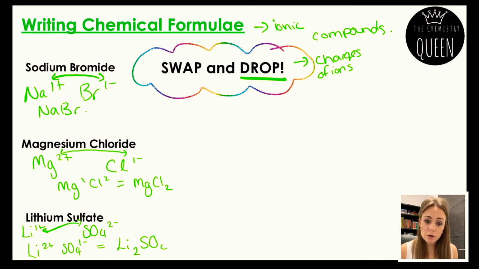Again, we don't write number ones in chemical formula either. We don't need to. If there's no number, we know that there's one of them. So there's the chemical formula for lithium sulfate.